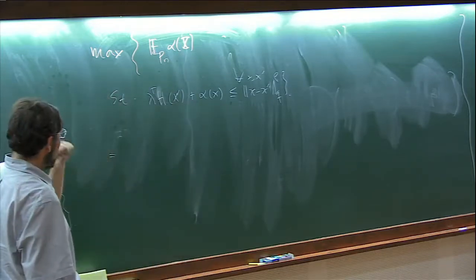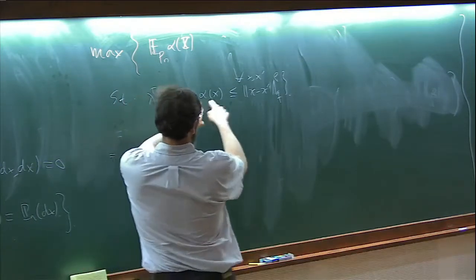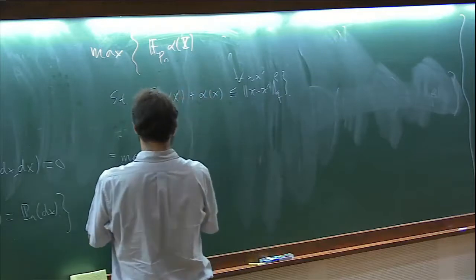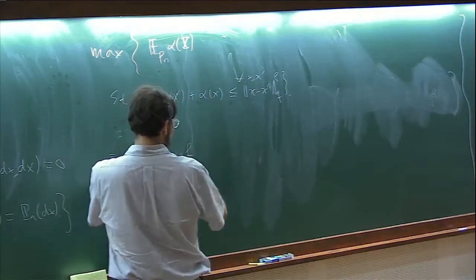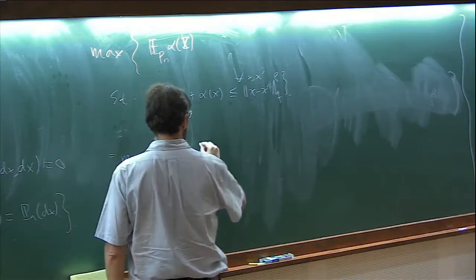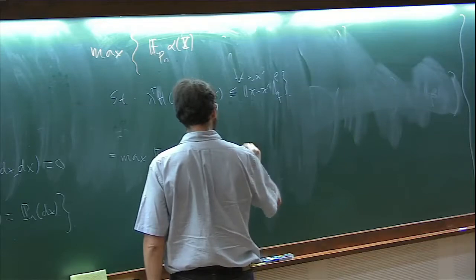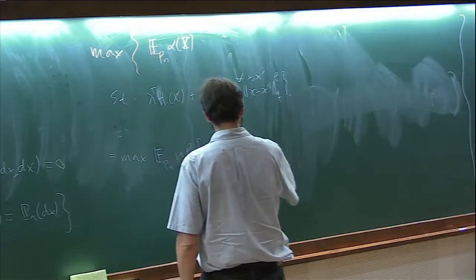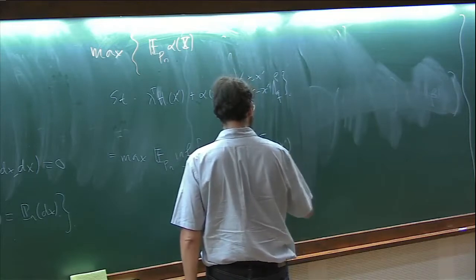Right? And so this is the same as maximizing, and alpha of x is less than this, so that's maximizing expected value under Pn. And then this is the infimum over x prime of norm of x minus x prime to the power q to the power rho minus lambda transpose h(x prime).